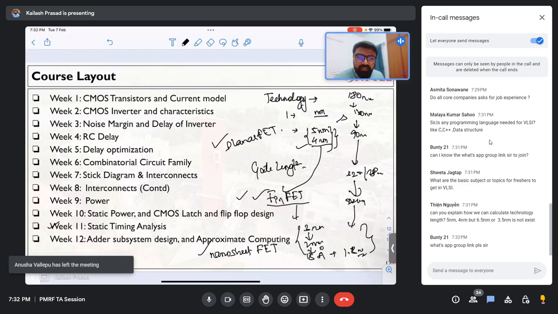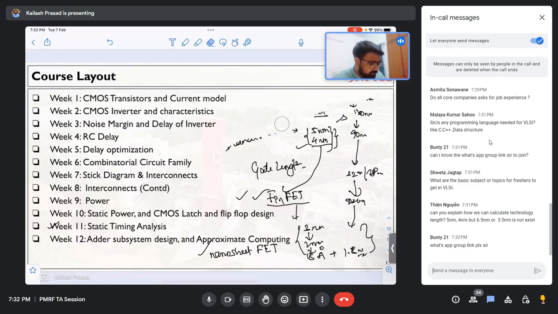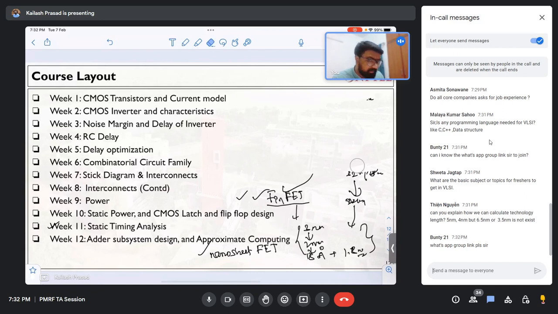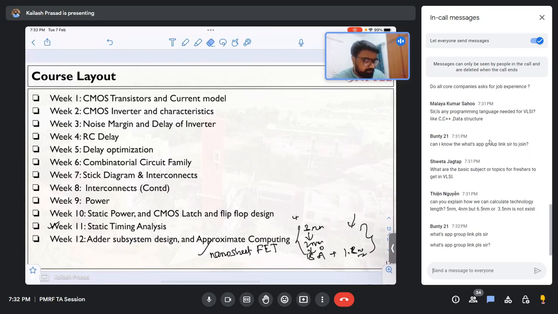So Thien has asked a question: how do you calculate this technology, 5 nanometer, 4 nanometer and all? So, there was actually a formula earlier, for how 90 to 65 came. Let me explain.